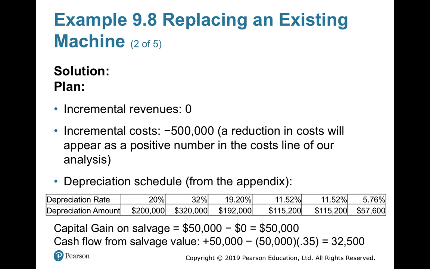Capital gain on salvage. The old machine will be sold for 50,000. It has no book value. It is completely depreciated. So the 50,000 is capital gain. The cash flow from the salvage is equal to 50,000 minus tax on 50,000, which is 32,500, because tax is 35%. So 32,500 is the after tax cash flow of the old machine salvage value.